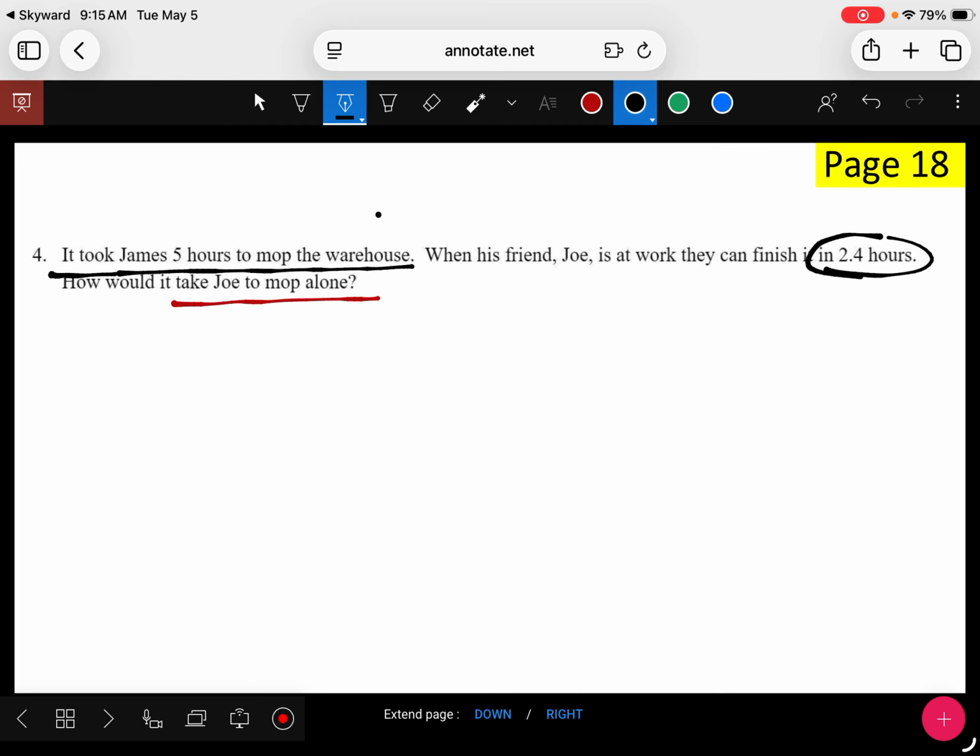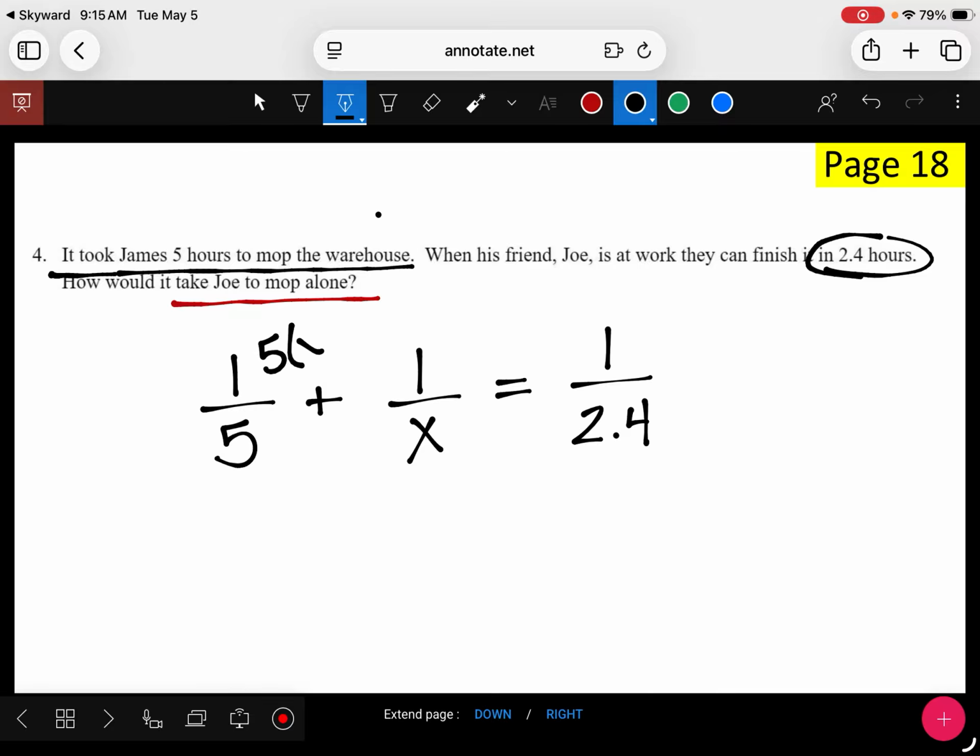So I know it takes James 5 hours, but I don't know how long it takes Joe to do it by himself. So that's going to be a 1 over x. And together, the together is always after the equal sign. It takes 2.4. So you're multiplying all three fractions by 5, x, and 2.4.